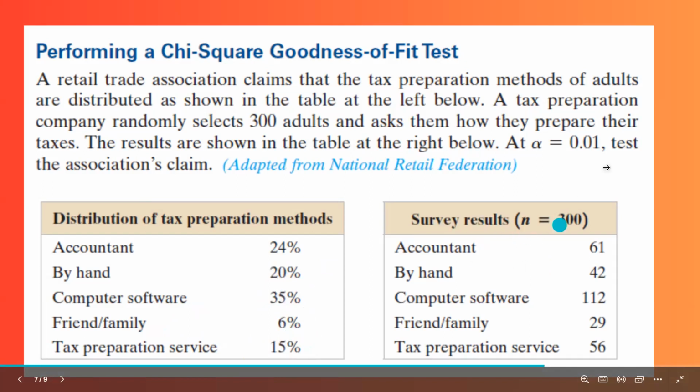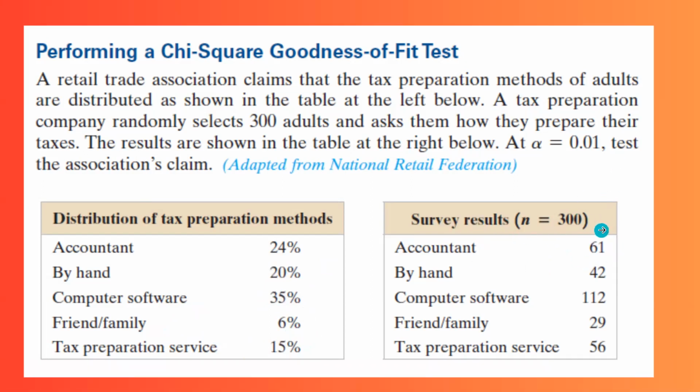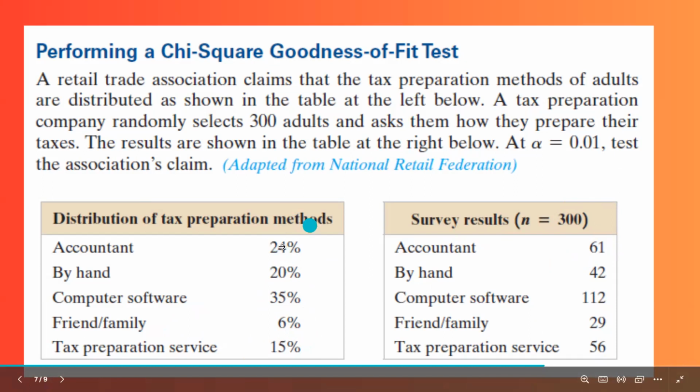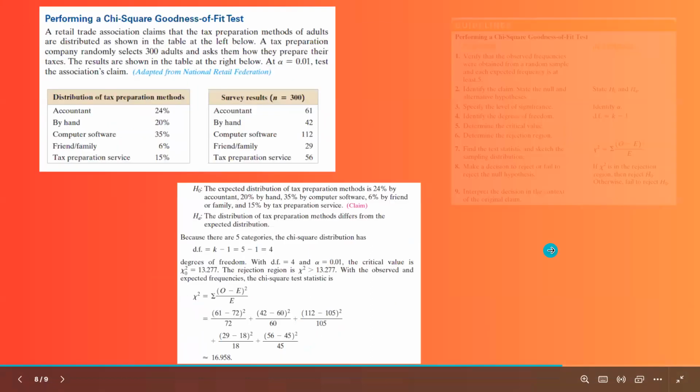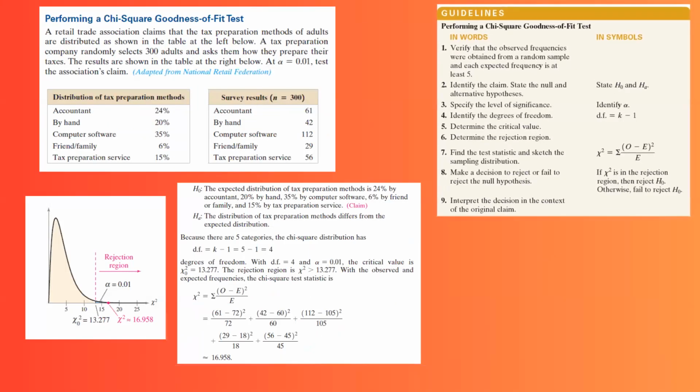We did the calculation in the very first example. And this is the survey result. So again, 61 divided by 300 is 24%. 42 divided by 300 is 20%, and so on. Now let's take a look at the steps.